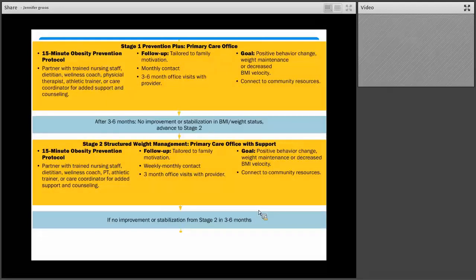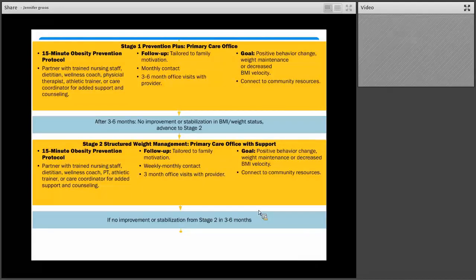So what do we do if we identify the child as at increased risk, has some comorbidities already, or is at definite risk of them? The recommendations are that we offer within our primary care setting stage 1 and stage 2 management. At first glance, it can be overwhelming to think about how to really partner with these families on an ongoing basis to help them avoid some of those comorbidities or decrease some of the consequences of the comorbidities.